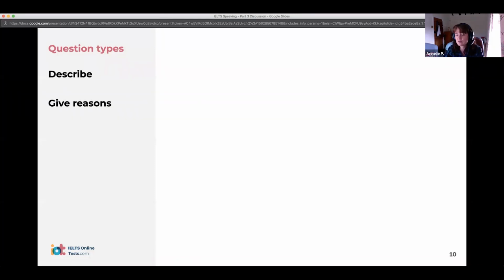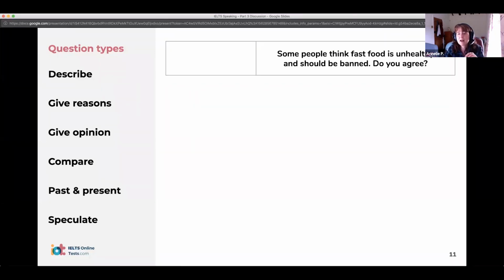So you could be asked to describe, okay, or give reasons. Giving an opinion is a very common one. Making a comparison, as we saw there, between today and the past, okay, and looking forward to the future. So you can apply these types of questions to food, to work, to relationships, to technology, you know, any kind of topic, you're going to get the same kinds of questions, okay? So we're going to look at the questions that we just went through, the part 3 questions, and look at what type of question that is.